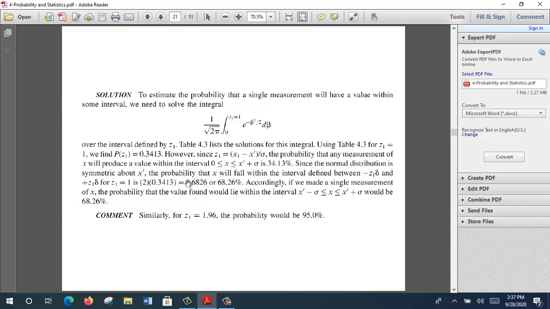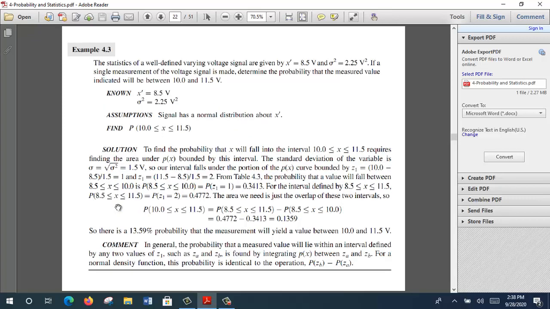From the graph, you can say that it will equal 0.6826, which is about 68.2%. So accordingly, if we make a single measurement of x, the probability that the value found will lie within the interval is about 68.26%. That is how they calculate the probability function percentage according to the table of the normal distribution.